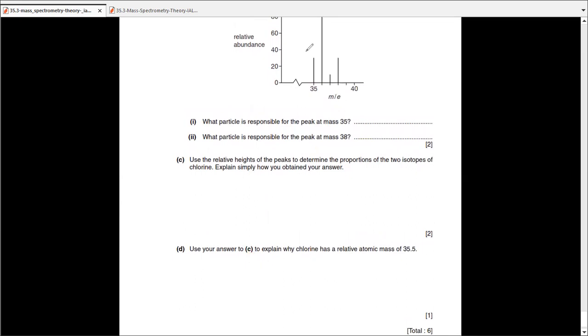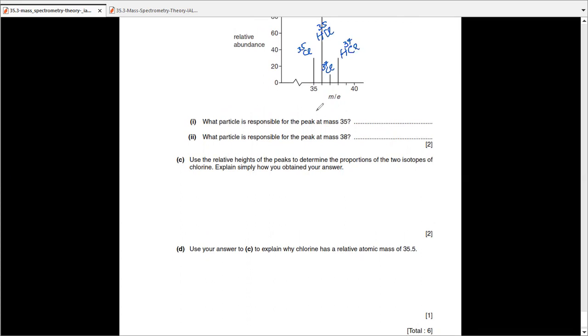Okay, let me do that again. This is Cl35. This is HCl with Cl35. This is Cl37. And this is HCl with Cl37. Now, you need to work out the relative heights of the two isotopes of chlorine and get your answer.